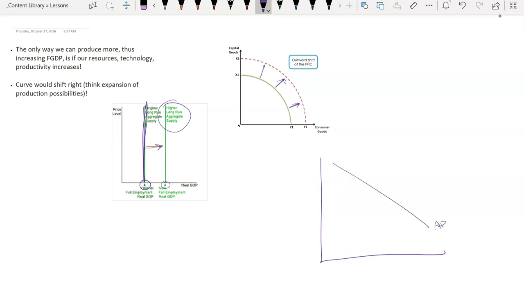So if this is our model here, very rarely will you see this long run shift to the left. You would have to have a major natural disaster, something like an earthquake in Haiti, which destroys the infrastructure, the roads, the bridges, the factories, the cars, the people. Something like that is pretty much the only way that you would see your long run aggregate supply curve shifting to the left.